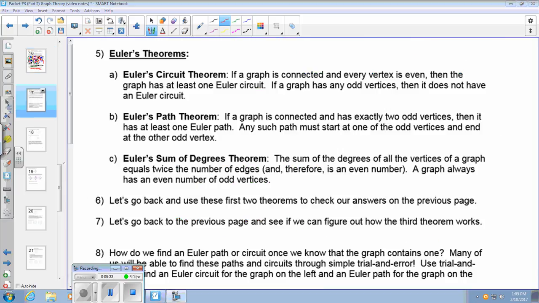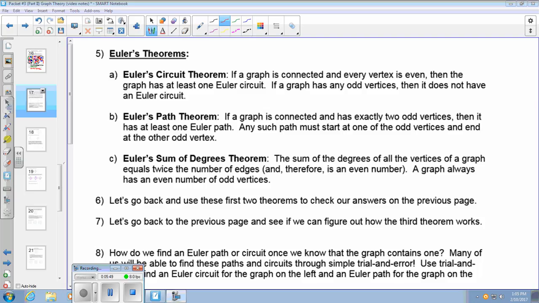Okay, so we just discovered some of Euler's theorems. First one, Euler's circuit theorem. If a graph is connected and every vertex is even, then the graph has at least one Euler circuit. If a graph has any odd vertices, then it doesn't have an Euler circuit.